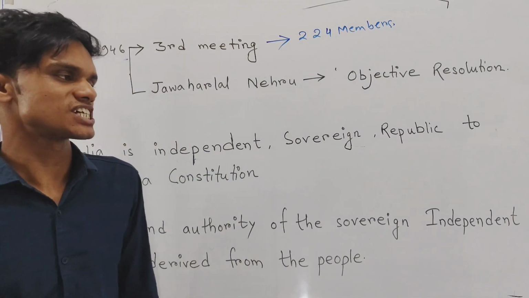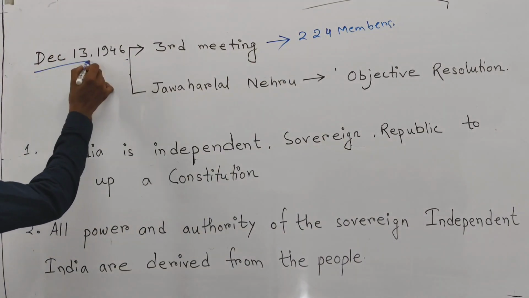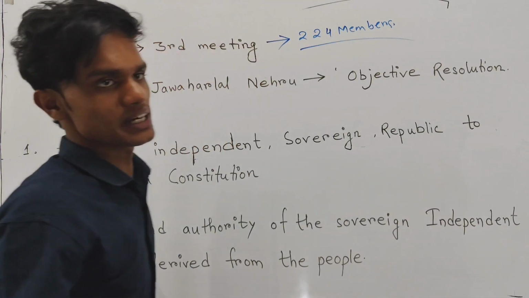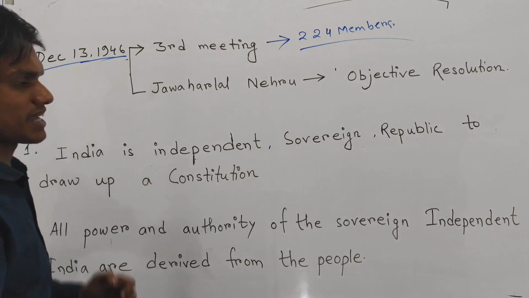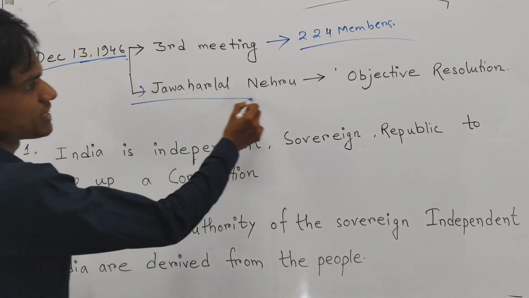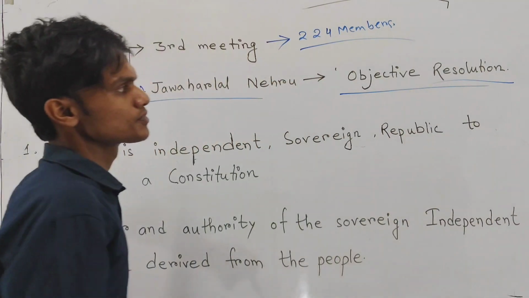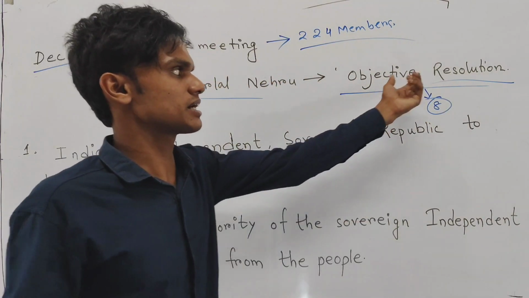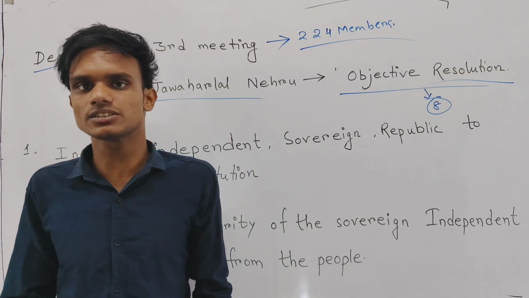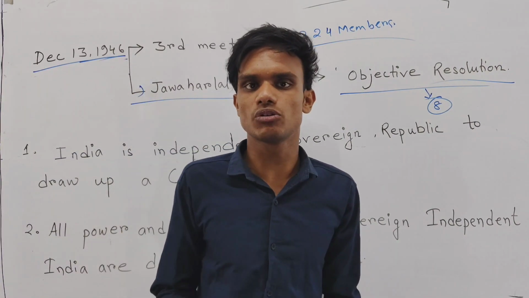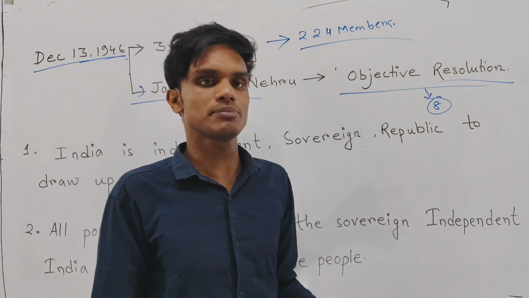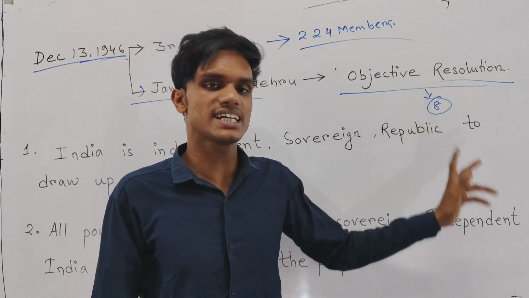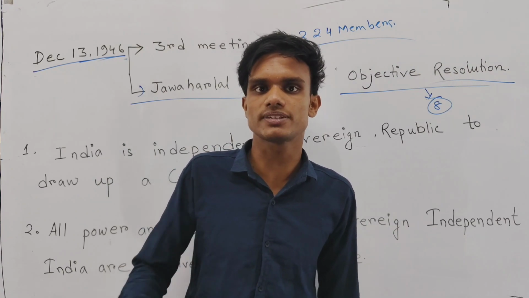The third meeting of the Constituent Assembly was held on December 13, 1946, and the number of members present was 224. In this third meeting a necessary step was taken by Jawaharlal Nehru by introducing the objective resolution. In the objective resolution, there are a total of 8 points. What is the objective resolution? It states on the basis of which subjects the Constitution of India will be framed. The total number of points was 8.